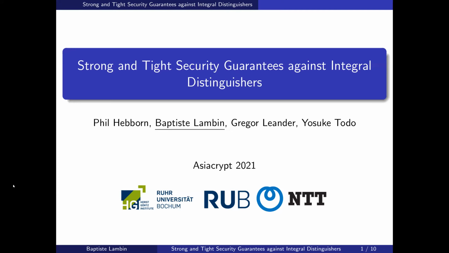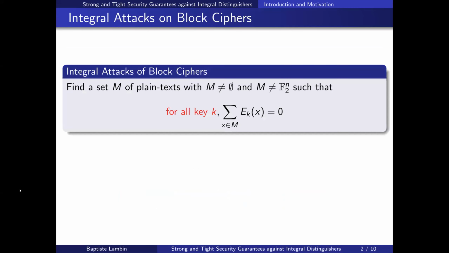So yeah, today we talk about strong and tight security guarantees against integral distinguishers. The main topic is integral attacks on block ciphers. A very generic way of seeing these attacks is that we need to find a set M of plaintexts such that for any key, the sum of the corresponding ciphertexts is always equal to 0, with probability 1, no matter the value of the key. So this is something we would not want for an ideal block cipher. This leads to a distinguisher, which leads to an attack.